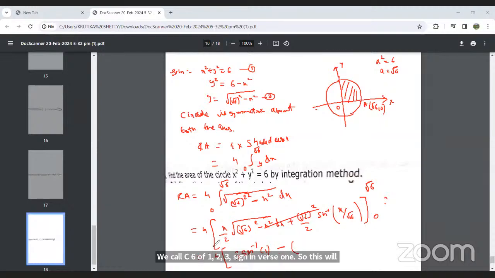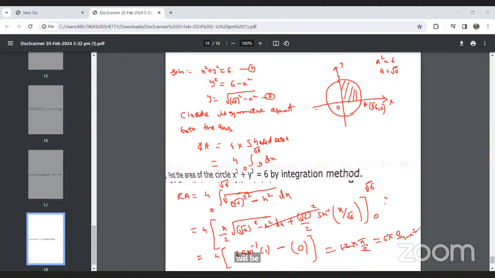So when we substitute 0, the first term will be 0, and sine inverse of 0 will be 0. The second term will be 0 only. So just sine inverse 1 if you substitute, 4 into 3 is equal to 12 into pi by 2. When we simplify, it will be equal to 6 pi. Okay, the answer will be 6 pi square units, which is the area of the circle.